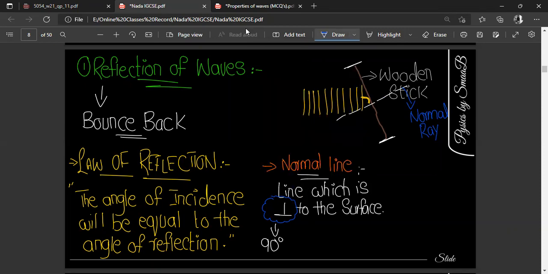So you can simply draw like this, that wave will reflect in downward direction, right? So this is the angle of reflection. So these both angles will be the same. This is the angle of incidence and this is the angle of reflection, right?